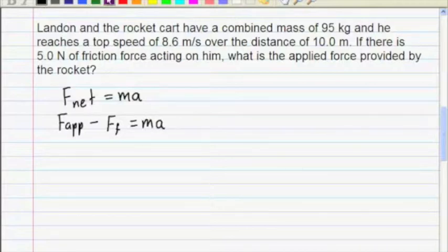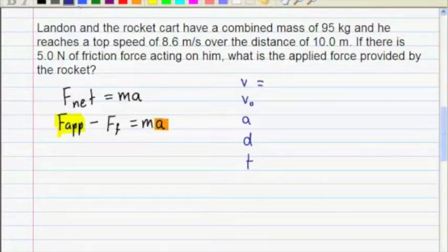If we want to find the applied force here, then we're going to have to figure out our other two unknowns. We know his mass, but we don't know the acceleration, and we're going to have to find that first. So, to find his acceleration, let's see what we got here. We've got a little bit of information. If we think of all of the variables with kinematics, we've got final velocity, initial velocity, acceleration, displacement, and time. Let's see what we know.